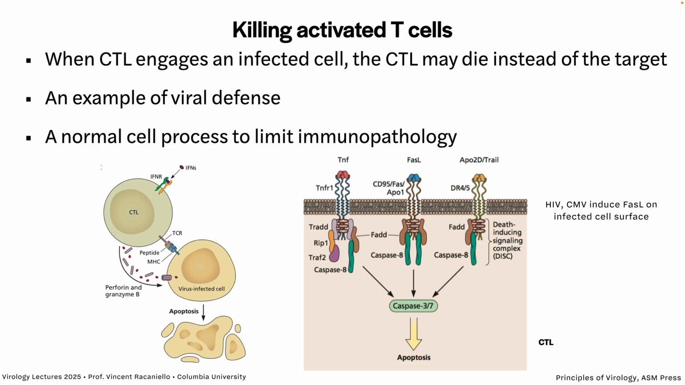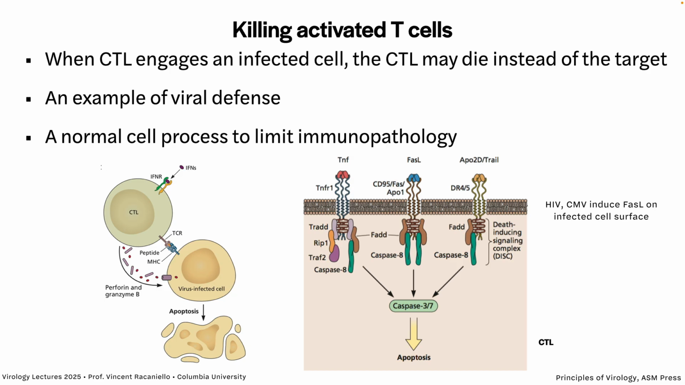Now, when T cells are activated, they become CTLs in part. Some of them become CTLs and kill virus-infected cells. We've just told that. Sometimes the infected cell will kill the CTL instead of the CTL killing the cell. Okay? The CTL may die instead of the target. So this is an example of a viral antagonism.